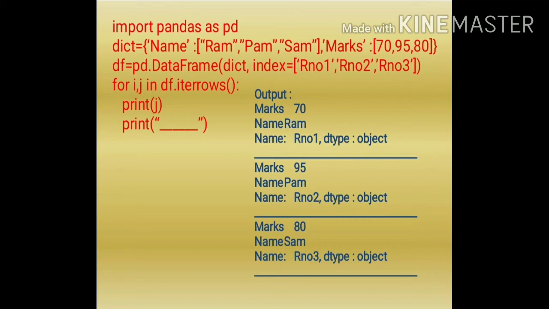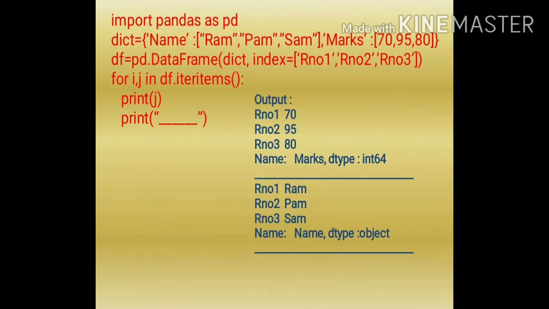Are you getting this? By using this iterrows, it is giving output row wise actually. Name and marks, it is the first row. Then name and marks, this is the second row. Means RNO1 is the index of the first one. So first row, second row and third row are printing in this particular question.